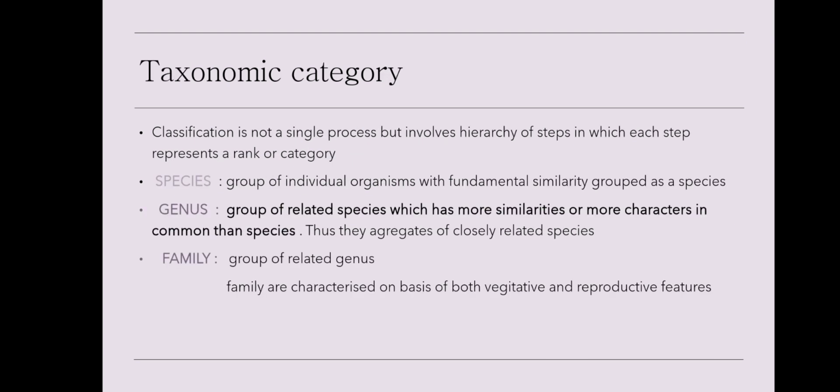Taxonomic categories. Classification is not a single process but involves a hierarchy of steps in which each step represents a rank or category. The first one is species. A group of individual organisms with fundamental similarities is grouped in a species. Genus is a group of related species which has more characters in common than species, and thus it is an aggregate of closely related species. Whereas family is a group of related genera. Families are characterized on the basis of both vegetative and reproductive features.